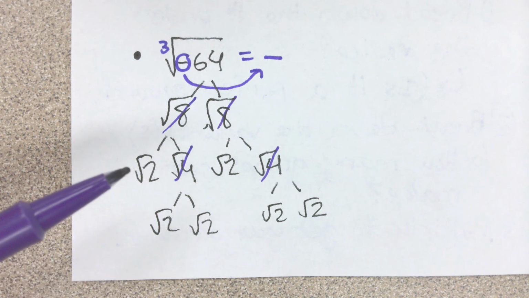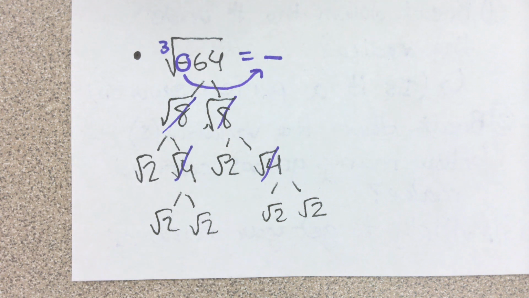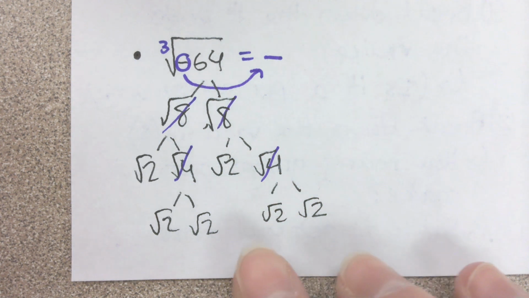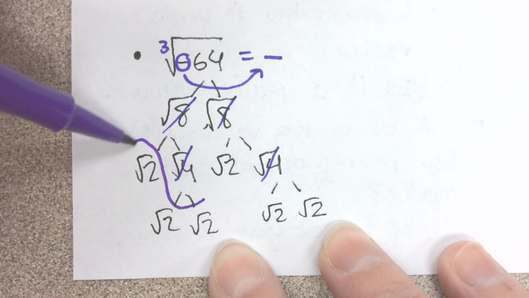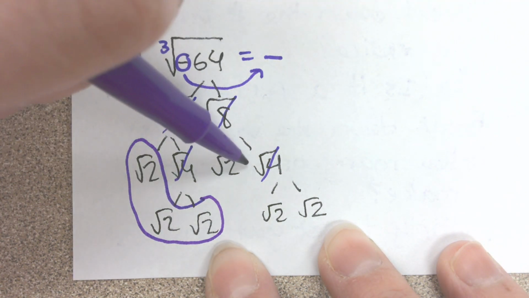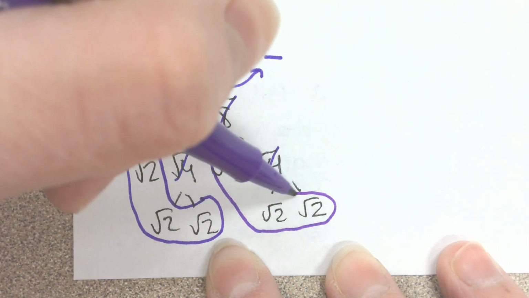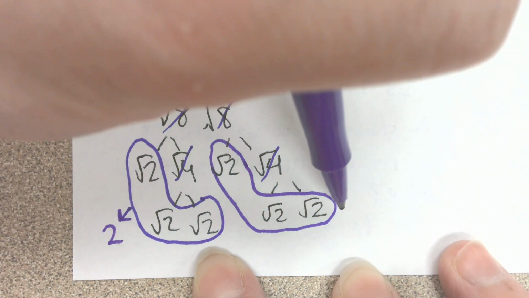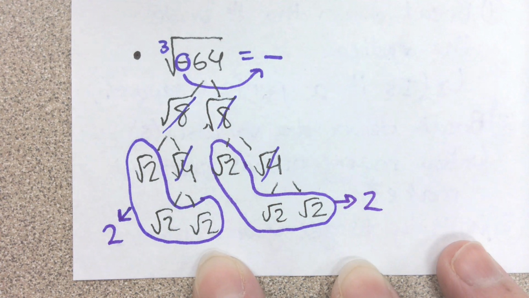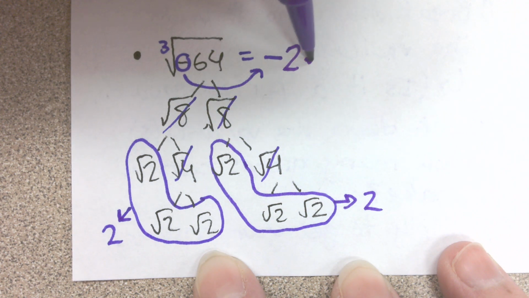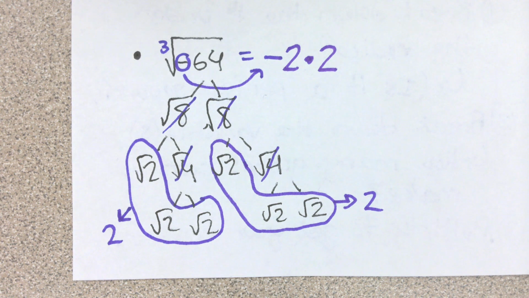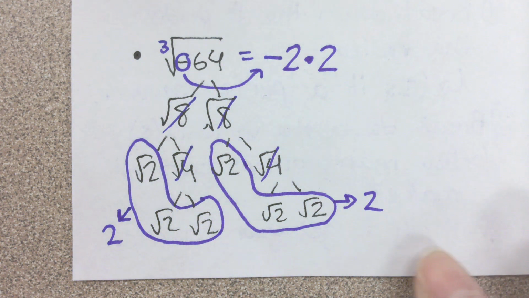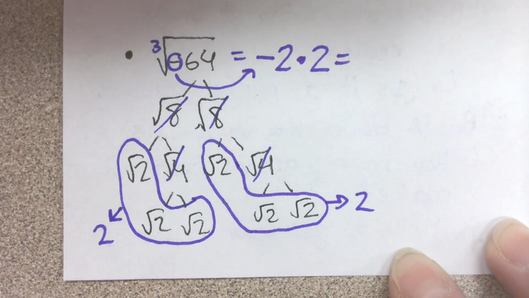All that I have left are 2 groups of 3 2s, 6 2s. So I can make nice groups with all of them. Group of 3 2s here and a group of 3 2s here. So I have a 2 come out of this group and a 2 come out of this group. That's going to give me 2 times 2, nothing left over. 64 is also a perfect cube. And multiplying, that's just going to give us negative 4.